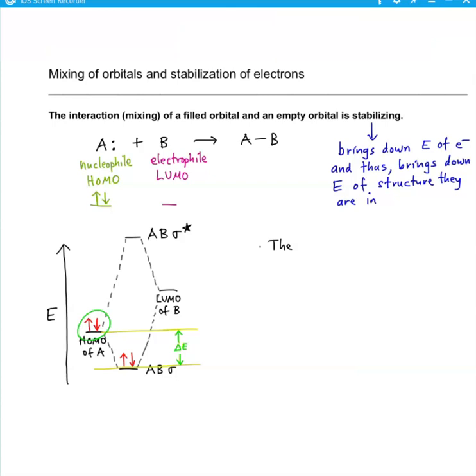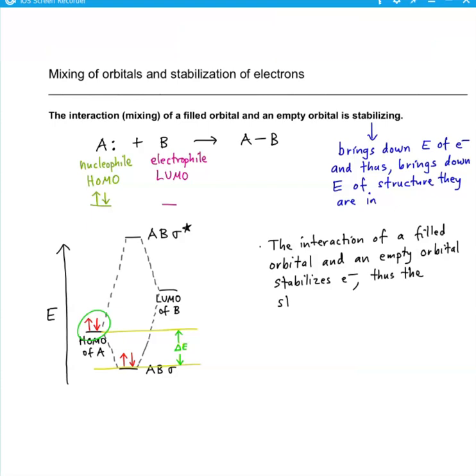So the interaction, once again, let's write this out so we remember this, the interaction of a filled orbital and an empty orbital stabilizes a pair of electrons. We'll just say stabilizes electrons. Thus stabilizing the structure they're in.